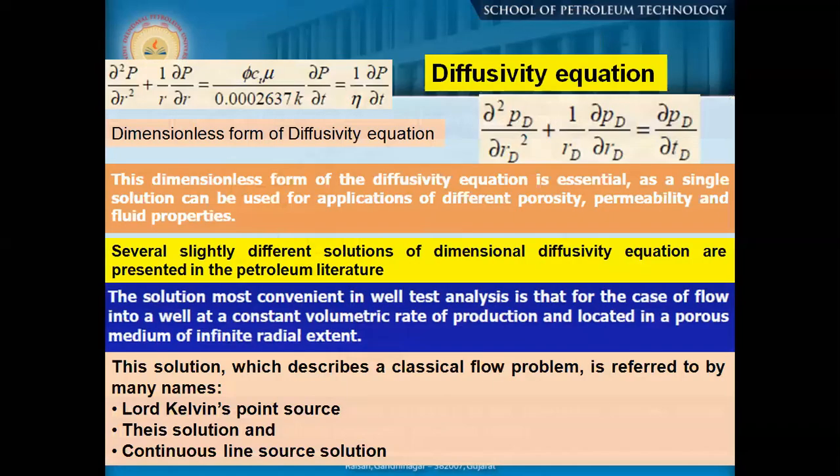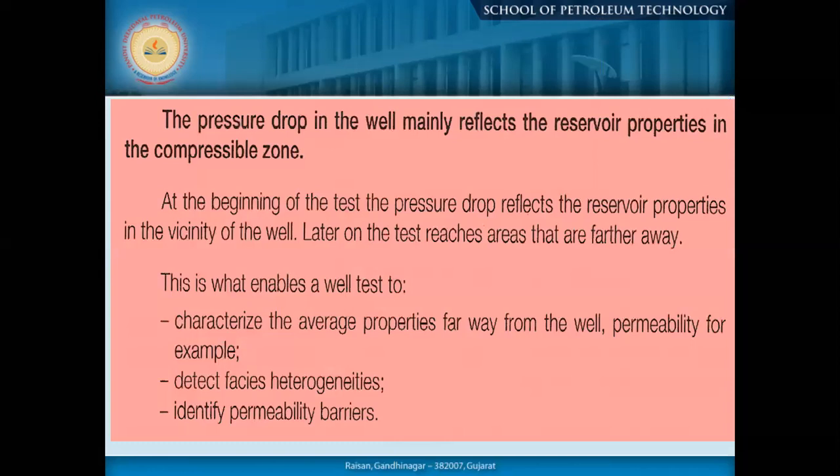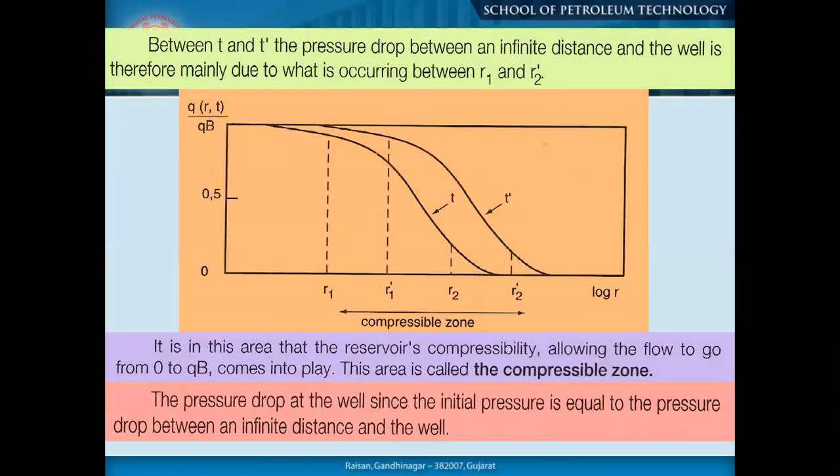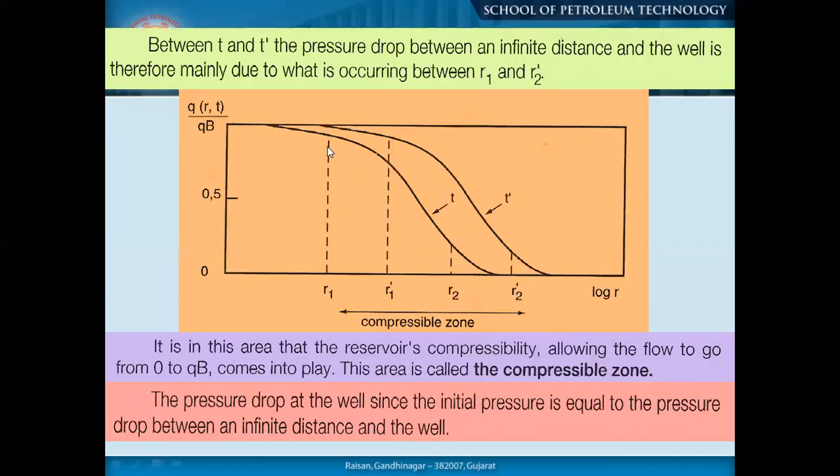So this is what I already discussed, and this is another part again. If I just give you this idea, okay, so this part. What I already talked to you about: the compressible zone, that means between T and T dot, the pressure drop between an infinite distance and the well is therefore mainly due to what is occurring between R1 and R2 dot. Okay, that means this part has already supplied material from the reservoir. This area has not yet taken part in the flow. That means only the compressible zone area is actually supplying for that specific Q production.